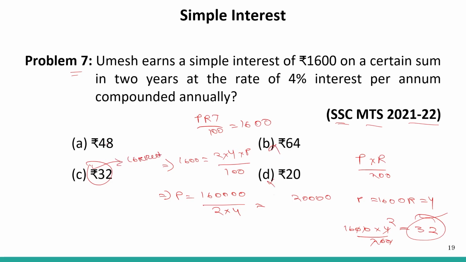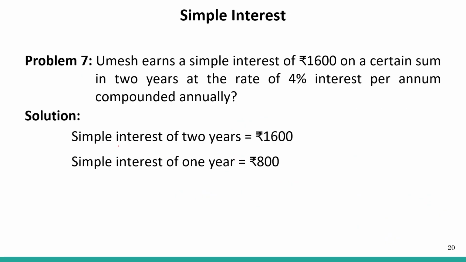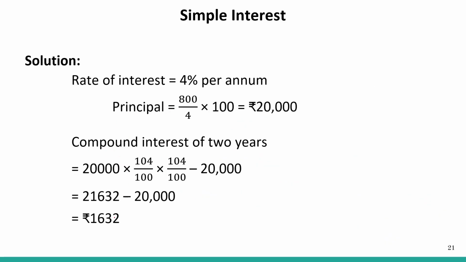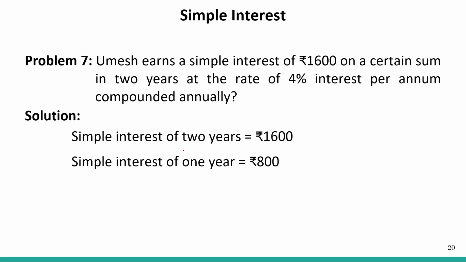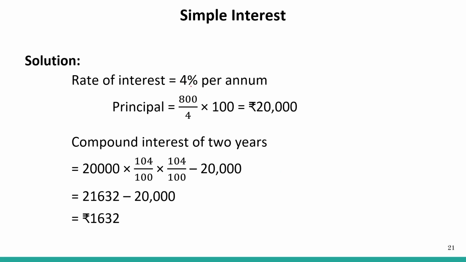B is wrong, D is wrong, and A is wrong here. So let's see the step-by-step solution. Simple interest for 2 years is this much. Simple interest for 1 year will be 800, right? The rate of interest is 4% per annum. So the principal amount is 20,000, right? So compound interest for 2 years will be 20,000 into 104 into 104 whole by 10,000.